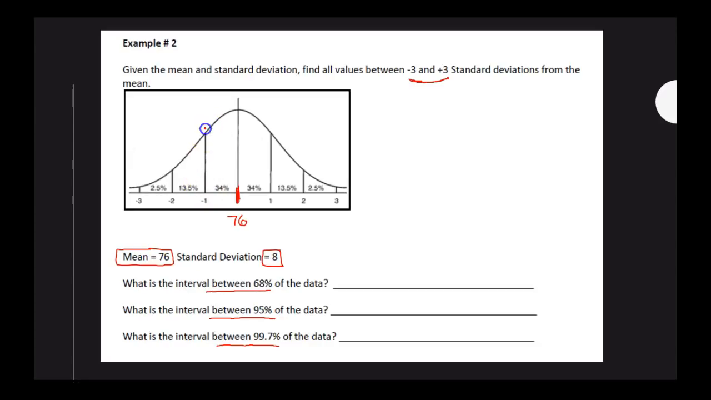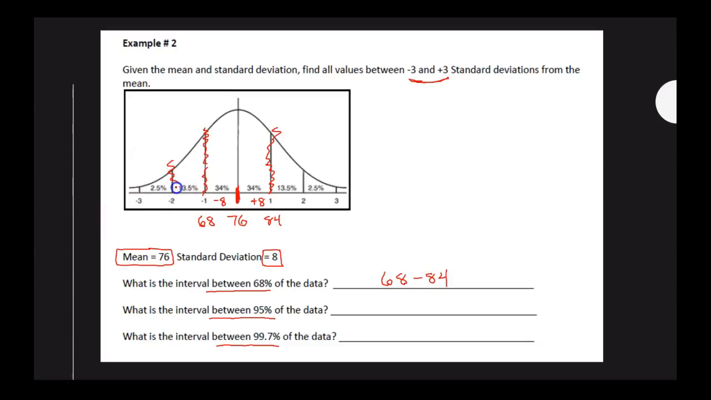So pause this, do it yourself, and then come back and see if you got it right. To get 68% of the data, you're going to do 1 standard deviation. So you'll minus 8, plus 8. So that's going to give you 84 over here, and it's going to give you 68 over here. So that will go from 68 to 84.